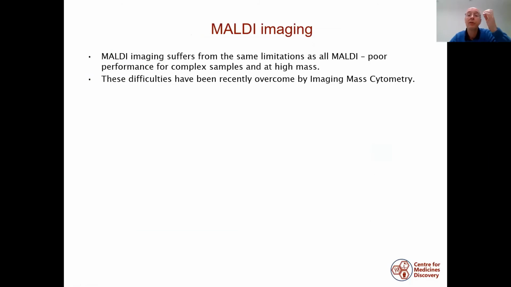So that's an example of MALDI imaging. I think it's a very interesting technique. It's certainly becoming more popular. However, MALDI imaging suffers from all the same limitations as all MALDI, and those 2 limitations are basically poor performance for complex samples and also poor performance at high mass. And there is a more recent technique called imaging mass cytometry, which overcomes some of these.